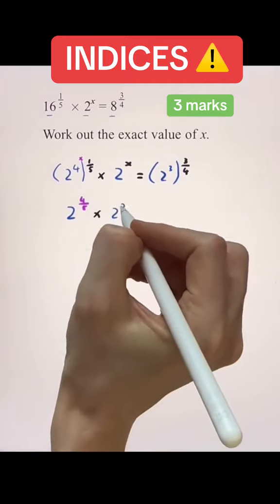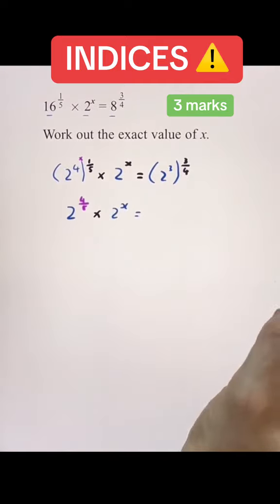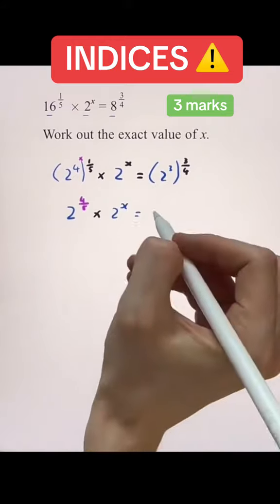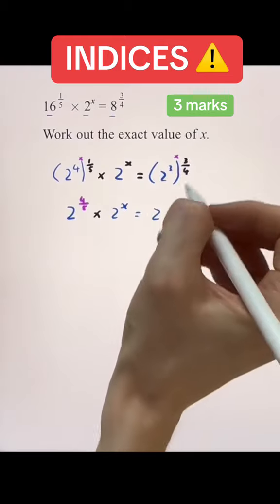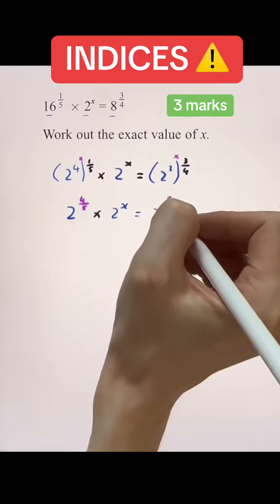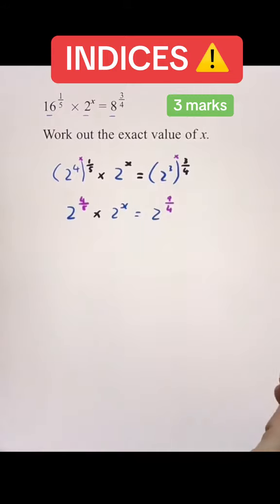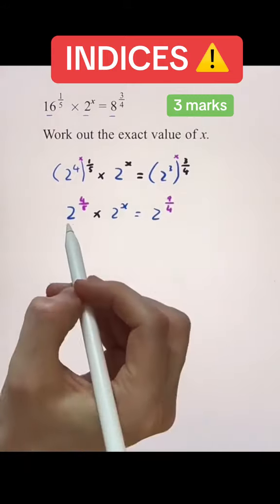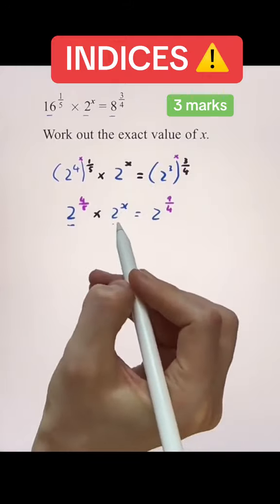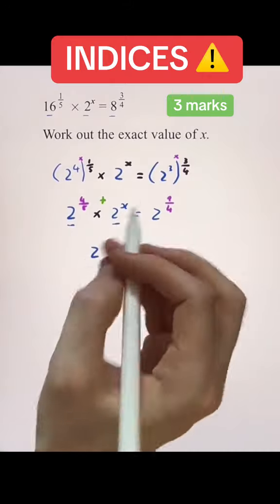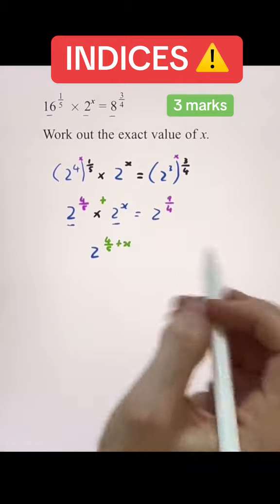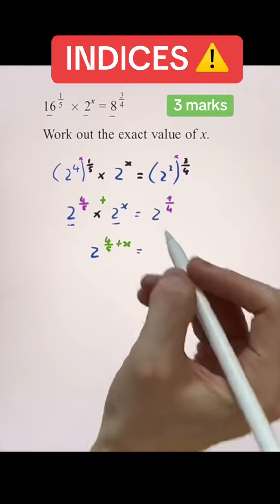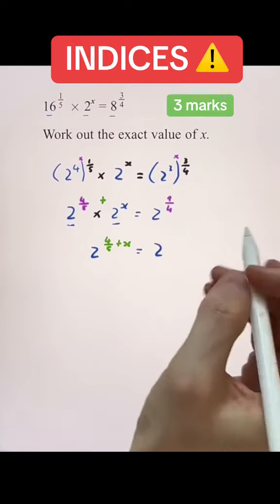And on the right hand side, again, if we've got a power raised to a power, we know we keep the base the same, in this case 2, and we multiply our powers. In this case 3 multiplied by 3/4 will give us 9/4. When multiplying and we've got the same base, in this case a base of 2, we keep the base the same and we add our powers. So here I've got 4/5 plus x, and that's going to equal, on my right hand side, 2 to the power of 9/4.